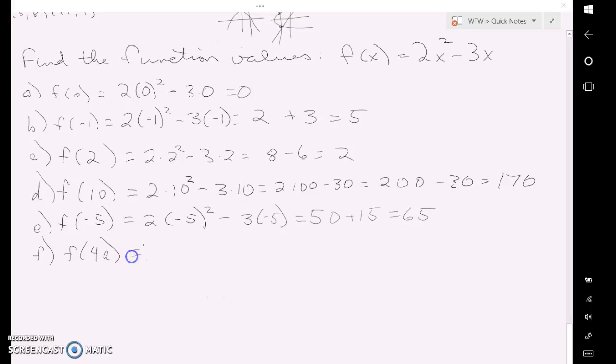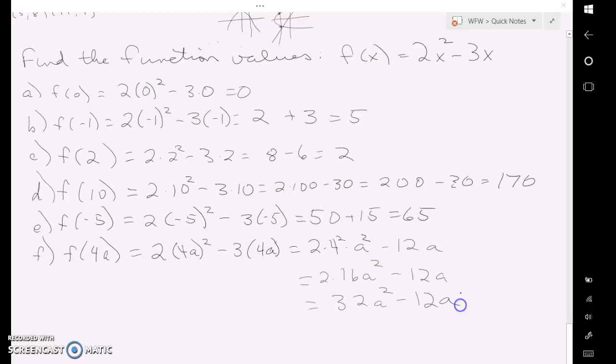Okay, let's look at when there is a variable. So we have f of 4a is 2. Everywhere we see an x, we're going to put a 4a squared minus 3 times 4a. So that's going to be 2 times 4 squared times a squared, distributing that exponent, minus 12a. And that's going to be 2 times 16a squared minus 12a, and that's going to be 32a squared minus 12a.